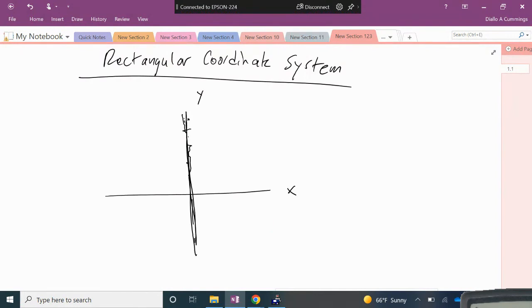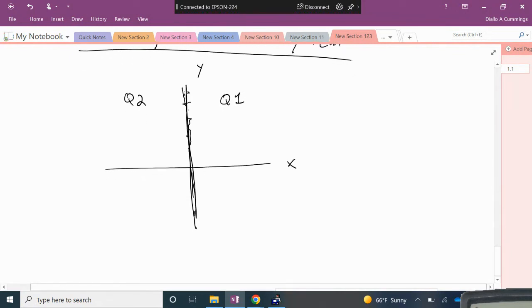So I'm going to start with the upper rightmost quadrant, and that's quadrant 1. And the quadrants go around in a counterclockwise motion. So quadrant 2 is the upper leftmost, quadrant 3 is the lower leftmost, and quadrant 4 is the lower rightmost. Where these two axes meet, that's called the origin. And the origin has the coordinates 0, 0.